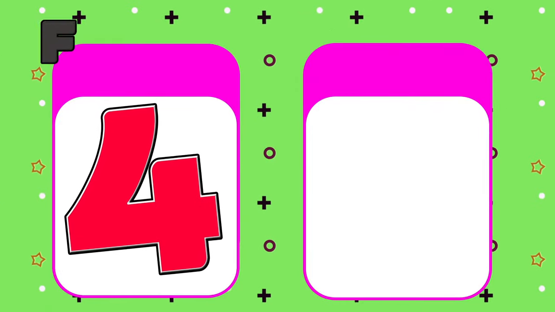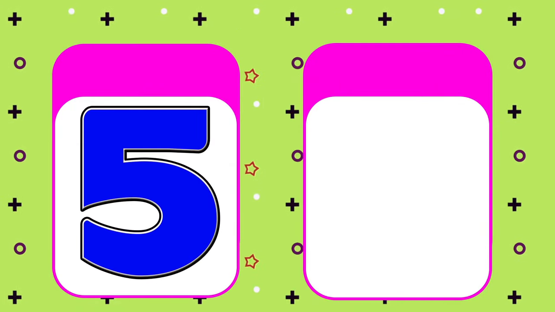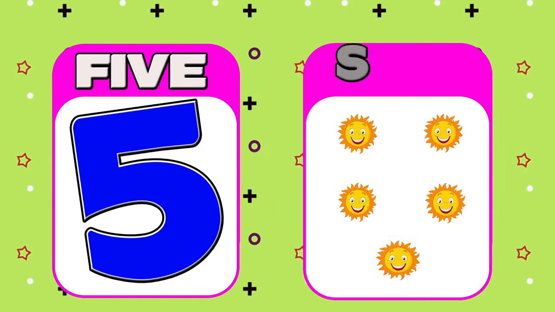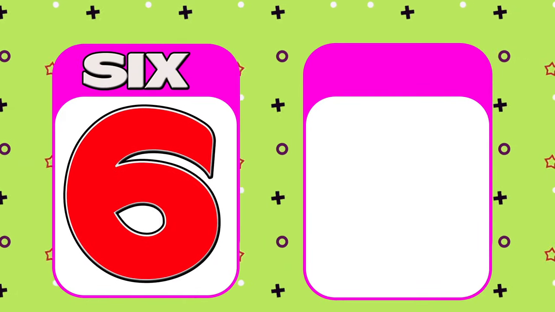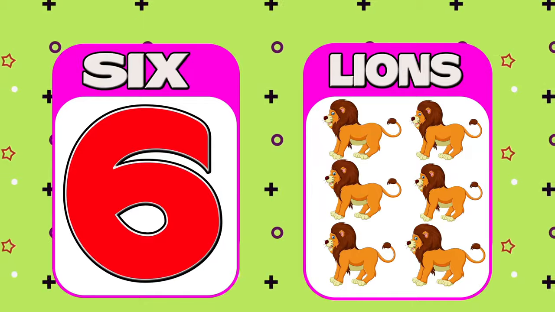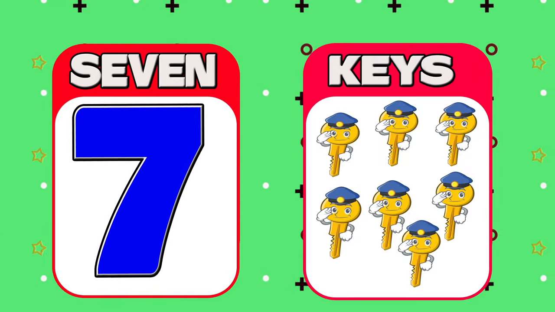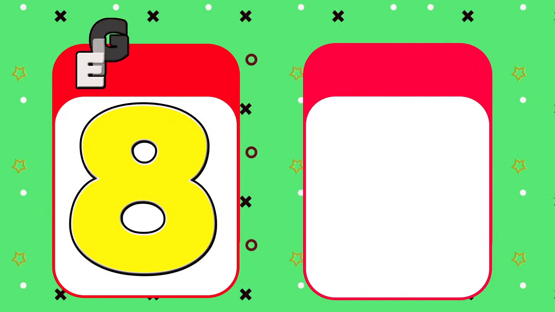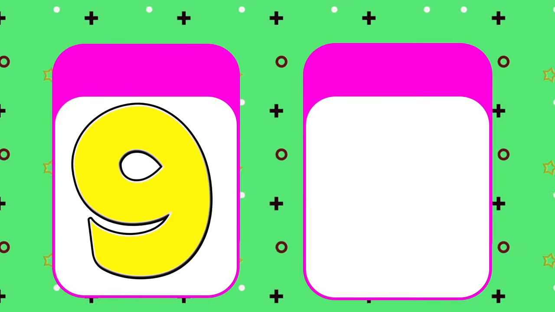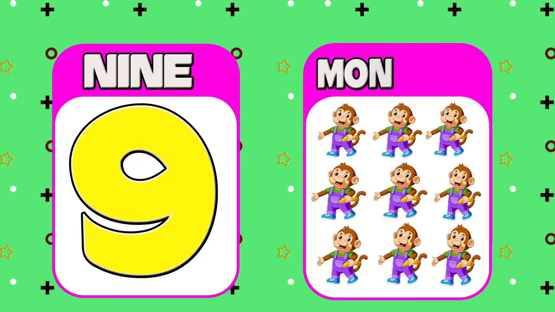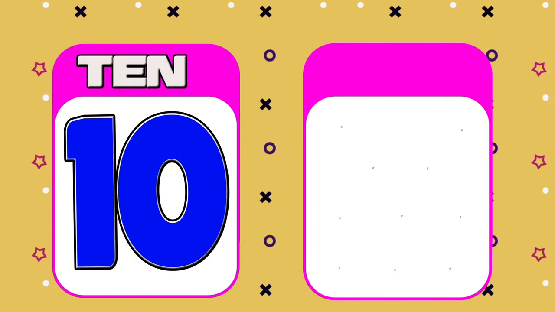Four bananas. 5 suns. 6 lions. 7 geese. 8 turtles. 9 monkeys. 10 penguins.